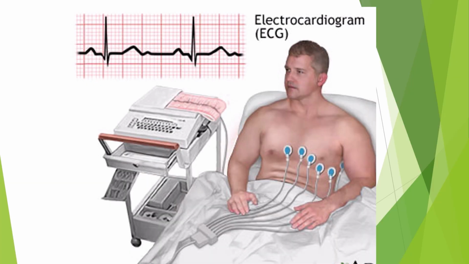So let's see about the electrodes first. Electrodes are the primary component of an ECG machine and are attached to the arms, legs and chest. The electrical activity of the heart is transmitted throughout the body. These electrodes act as sensors and can pick up the electrical activity of the heart.